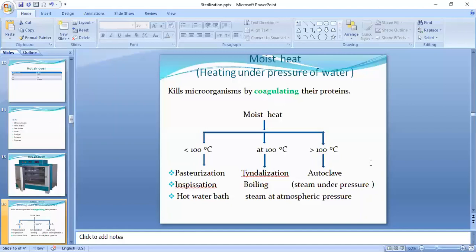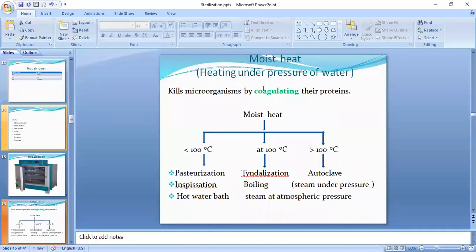Now the next method of sterilization is the use of moist heat. I elaborated the dry heat methods. Now the moist heat method of sterilization. One of the methods is the heating under pressure of water.